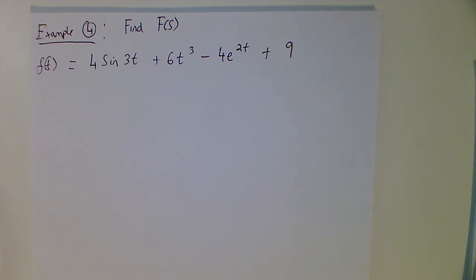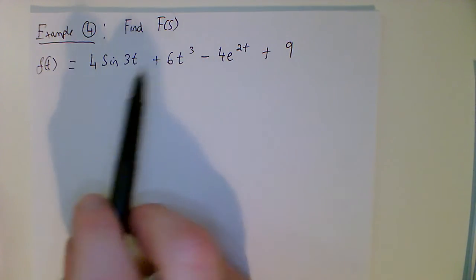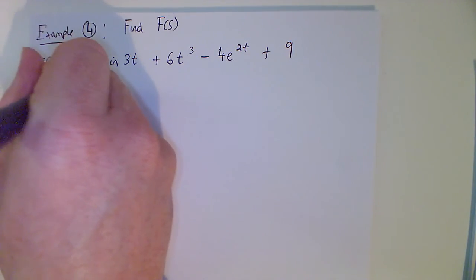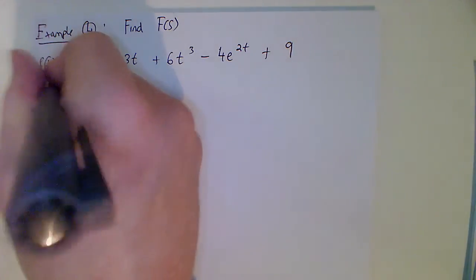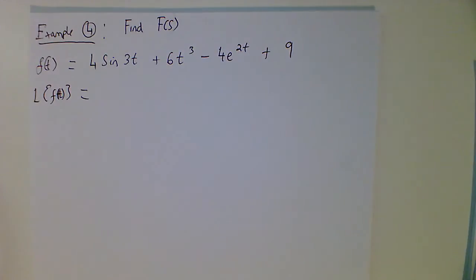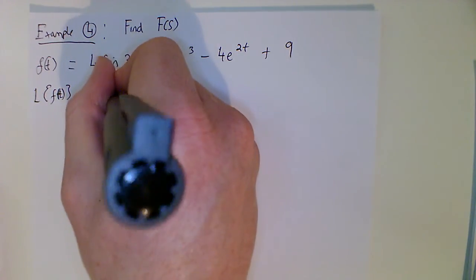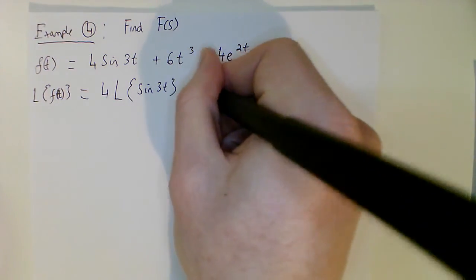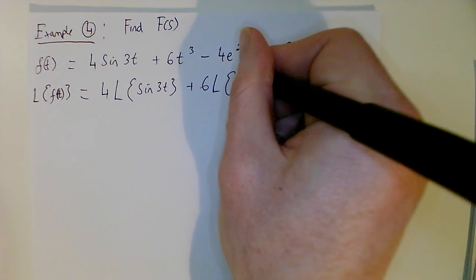So f of t is this function here, and I've just made it seem quite complicated, but it's not really. I want to find the Laplace transform of f of t. That's a constant multiplying, so that just stays like this. It's 4 times the Laplace transform of sine 3t plus 6 multiplied by the Laplace transform of t cubed.